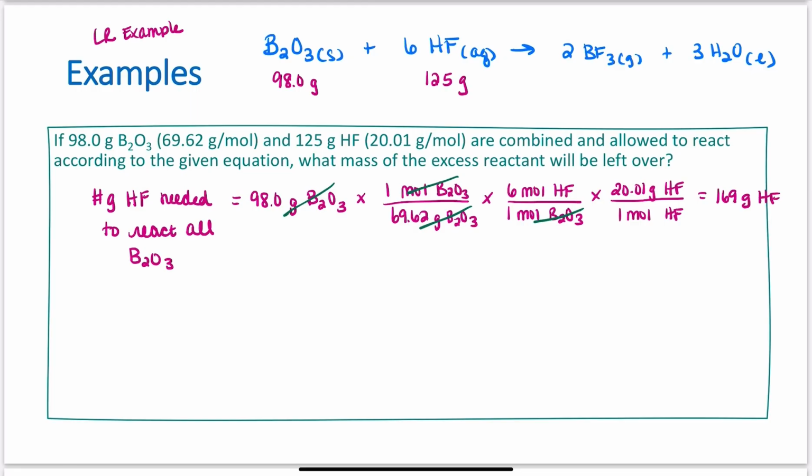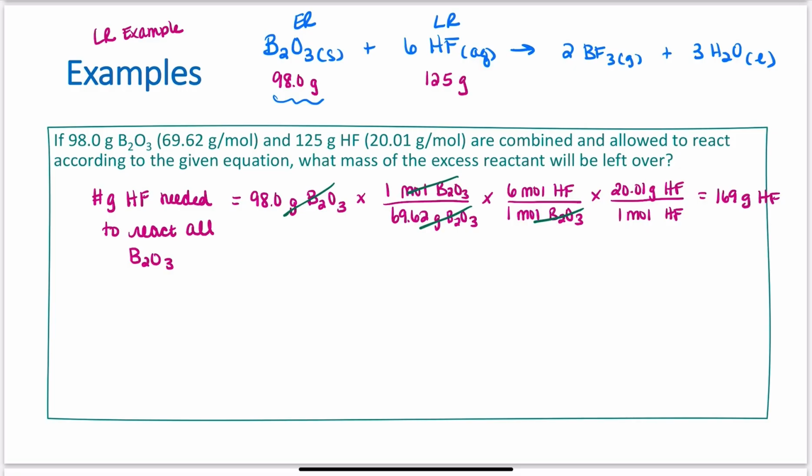So what this means is I need 169 grams of HF to react all 98 grams of my B2O3. I don't have enough. Because I don't have enough, I know that this is my limiting reactant and this is my excess reactant. I don't have enough HF, so HF is my limiting reactant. So what I'm going to do now is figure out, if I know HF is my limiting reactant, then how much B2O3 do I need to react all of my HF?